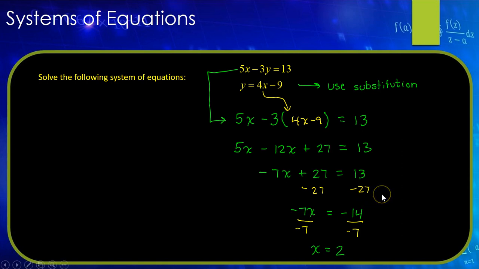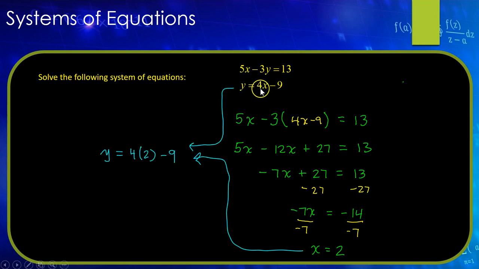Now, with knowing what x is, I can substitute the 2 in for x in either one of the two equations, but since the bottom equation was already solved for y, me just plugging in the x is going to give me y immediately. I don't have to do any manipulation. It's just going to be more of a plug and chug. So y equals 4 times 2 minus 9, which is 8 minus 9, which is -1. So y equals -1, which makes the solution the ordered pair (2, -1). On to the next one.